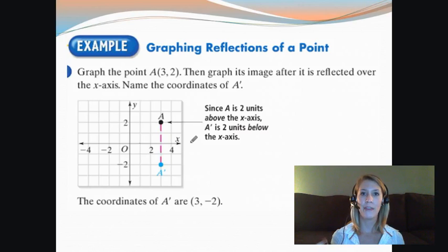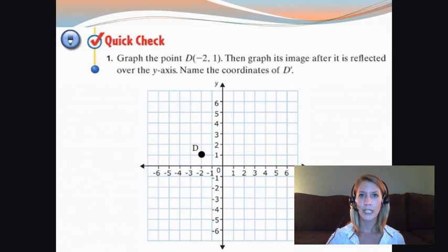Pretty much pretend like you have this coordinate plane and it's a piece of paper and you're literally folding it over. And since point A is 2 units above the x-axis, image A is going to be 2 units below it since we are reflecting that. Once we plot that point of image A, we can then calculate its ordered pair, which is 3, negative 2. Now we're going to take a look at a problem and do this one together.